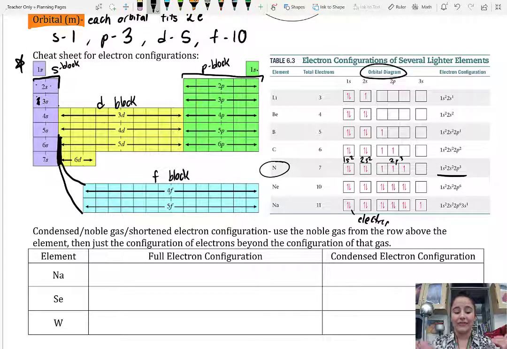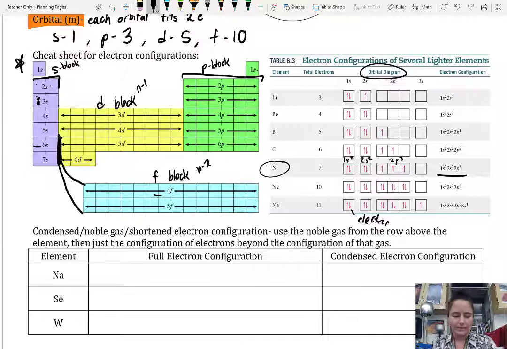Okay, and then the F goes down even more. It goes 6 and then 4. So D, you can kind of think of it as n minus 1, and F will always be n minus 2. So let's go ahead and practice writing some of these electron configurations using this cheat sheet.